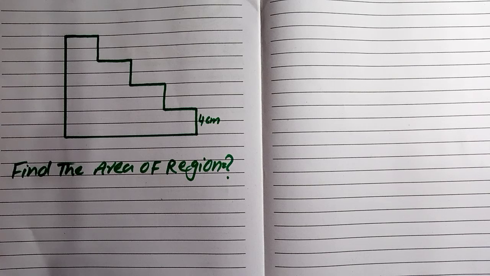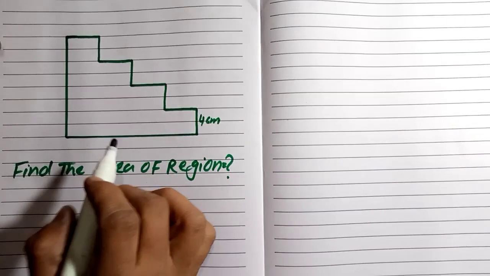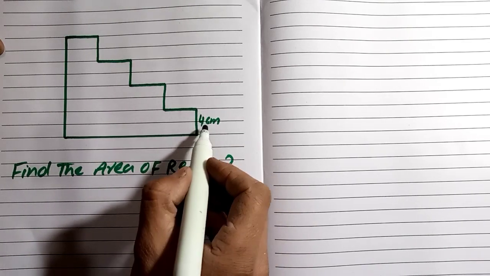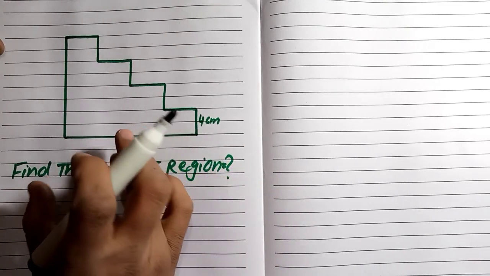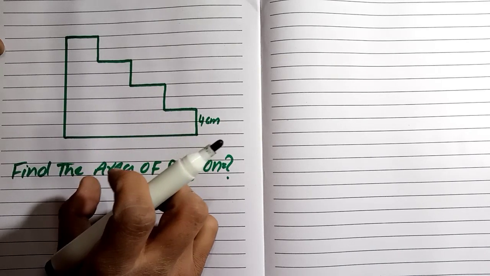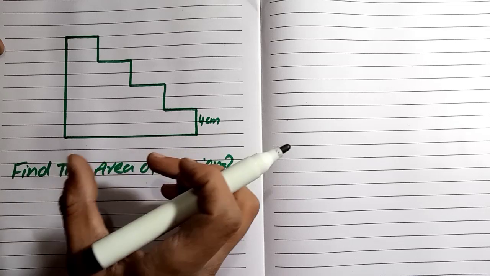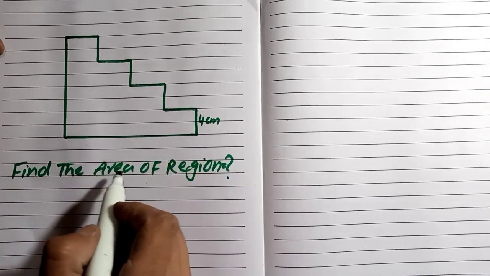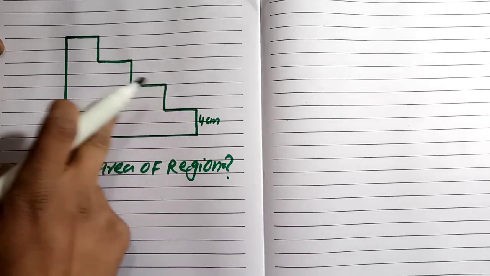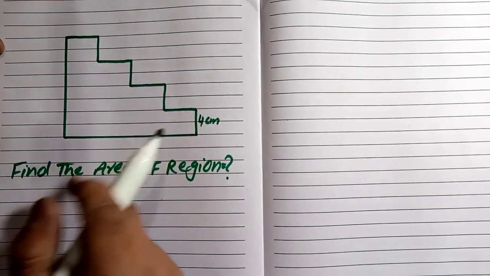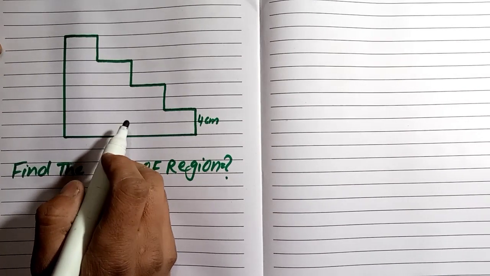In this video we can find the area of this region, given only one side, and we can find the area of this shape. Area is the space covered by any object. So the space covered by this shape will become its area. So we can find this area.